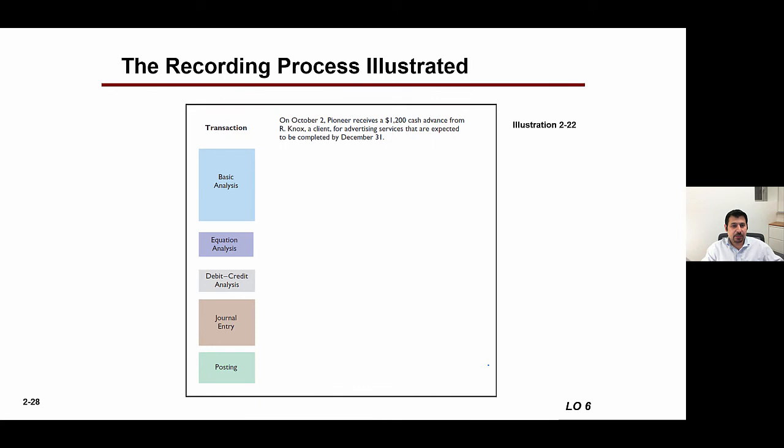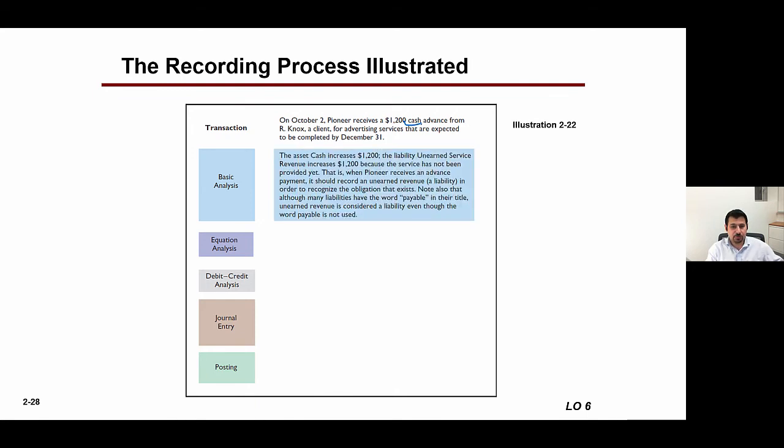On October 2nd, Pioneer receives a $1,200 cash advance from Arnox, a client, for advertising services that are expected to be completed by December 31st. Now, the accounts that were involved are cash and unearned service revenue. And why do we call it unearned service revenue? This is a service that is to be provided by December. And because we haven't finished it yet, this is something that now we owe to the customer.